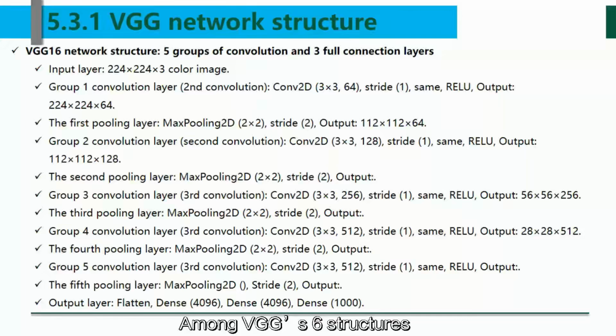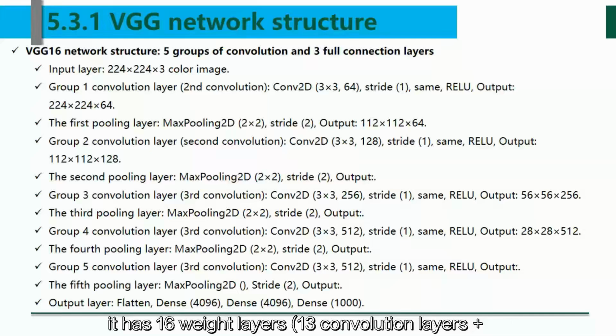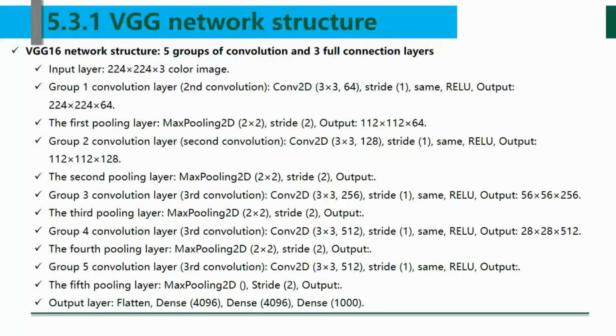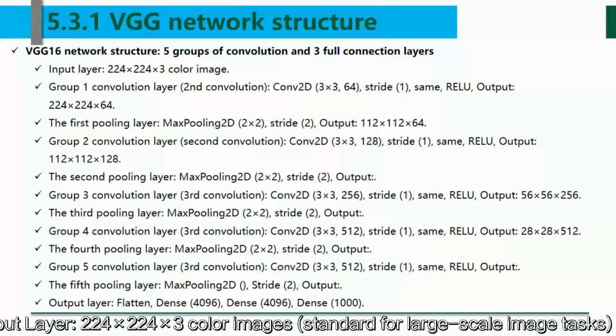Among VGG's 6 structures, VGG-16 is the most widely used. Its name means it has 16 weight layers: 13 convolution layers, plus 3 fully connected layers. Let's break down its structure, step by step. Input layer: 224 by 224 by 3 color images, standard for large-scale image tasks.